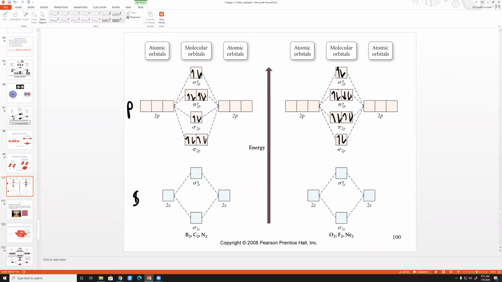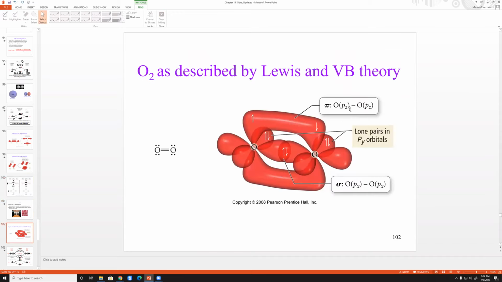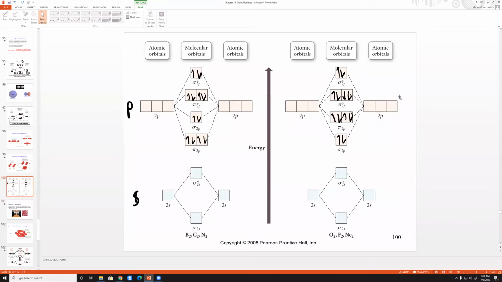So there you go. Boron, carbon, and nitrogen follow this different scheme. Oxygen, fluorine, and neon follow this scheme. And that's due to experimental data. They determined the energy level hierarchy that way. So yeah, it's kind of weird, but once we do examples, it should make more sense. So let's do O2, and we'll use these as an example.